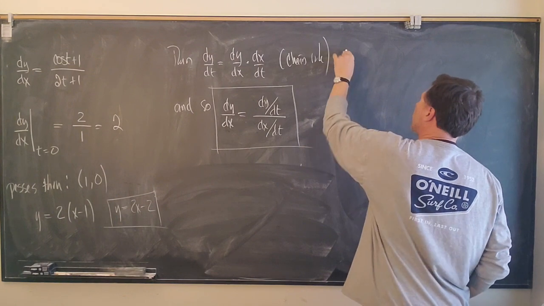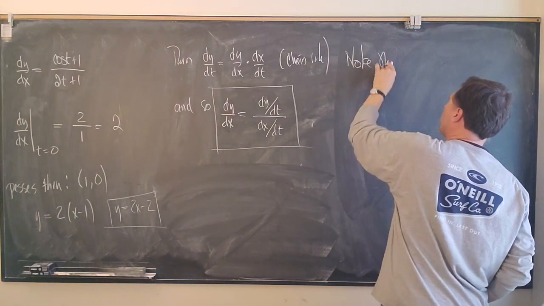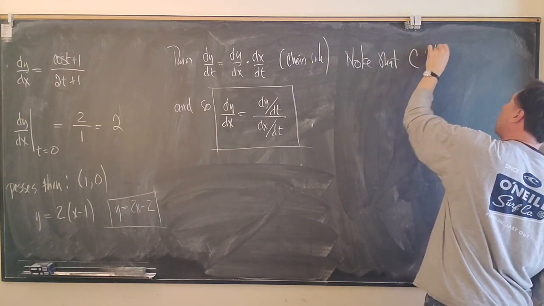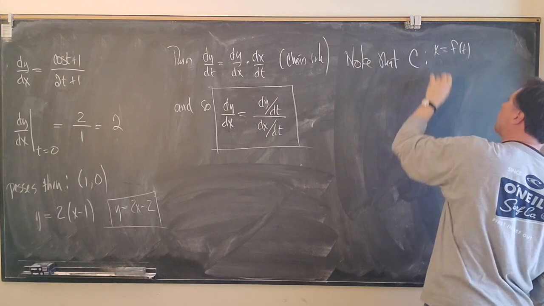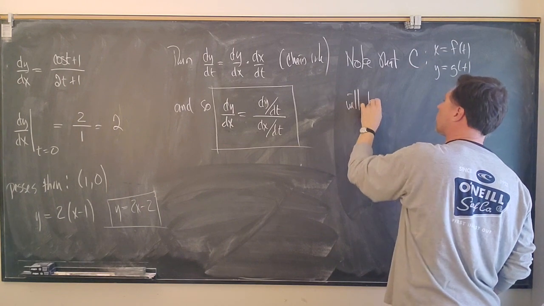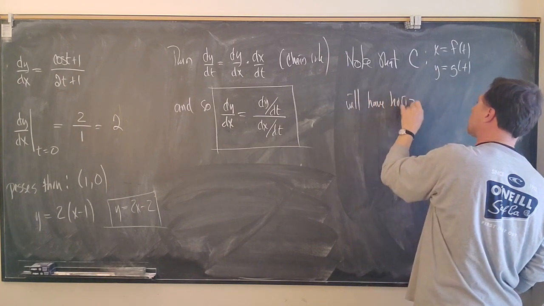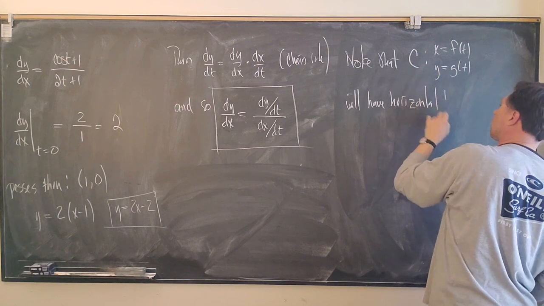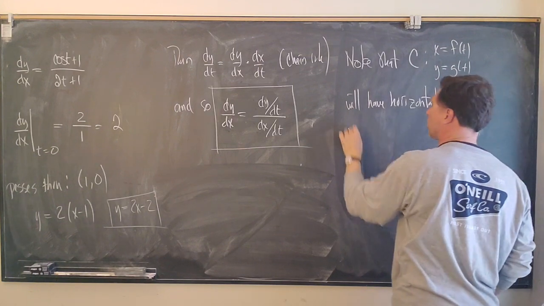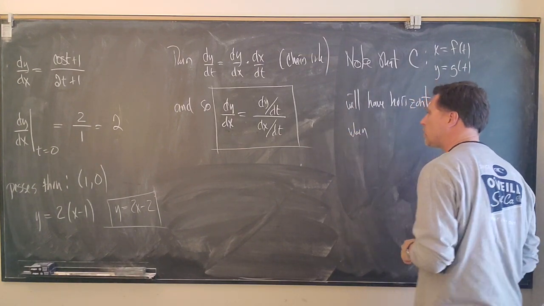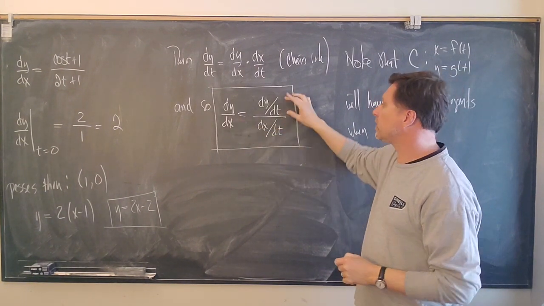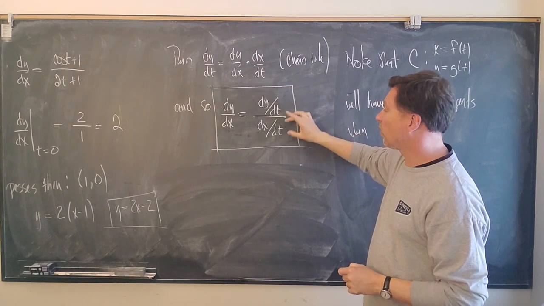And now I just want to make an observation. So note that a curve given by the parametric equations x equals f of t, y equals g of t will have horizontal tangents when, well, let's see, what you need for horizontal tangent, you need the derivative to equal 0, which means that we would want the numerator to be 0 while the denominator is non-zero.